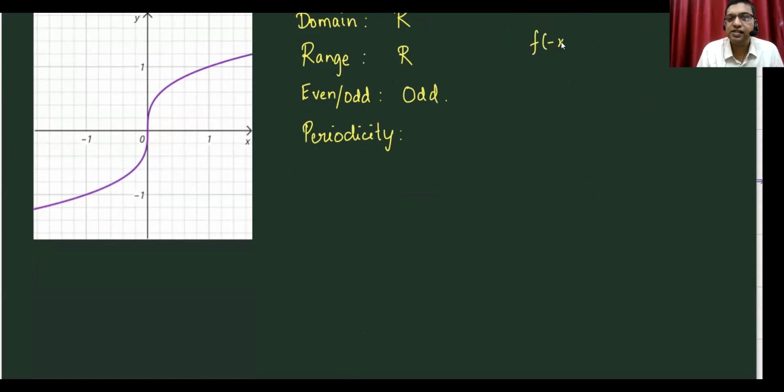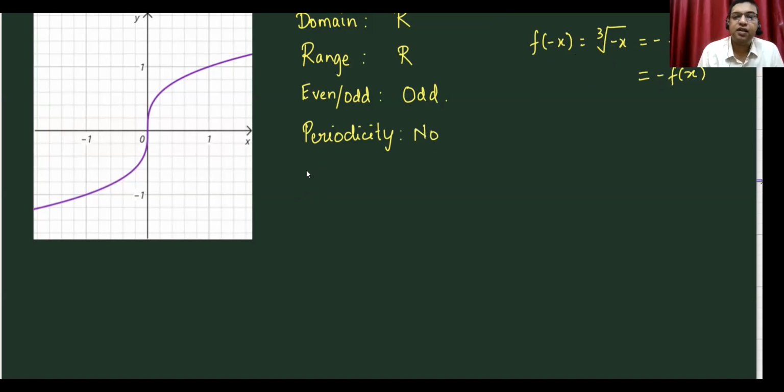F of minus x is cube root of minus x. Cube root of minus 1 is minus 1. So that comes out as minus cube root of x. This is minus of f of x. So f of minus x is minus of f of x. It is an odd function. It is not periodic.